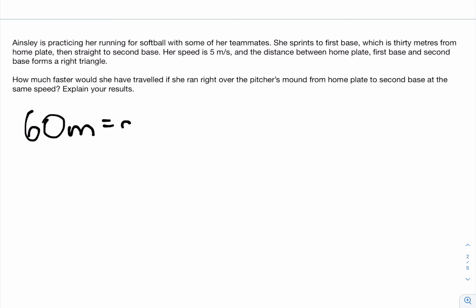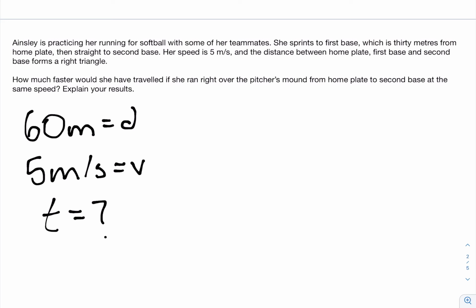So I'll put equals d. That's her distance. Okay, her speed is 5 meters per second, and that's her v. We can call it her speed. It's not her velocity because we don't know exactly her direction at every moment, but we can just say it's v for speed, which is 5 meters per second. Okay, and this question is asking about how much faster would she have traveled, so that's involving time.